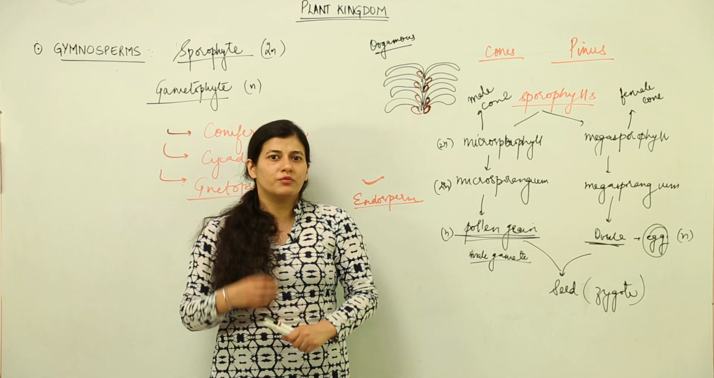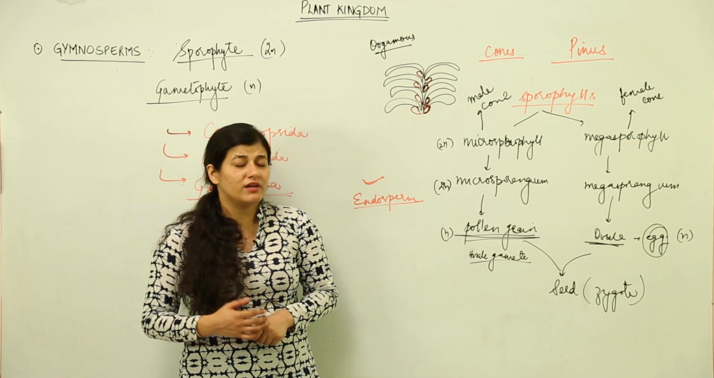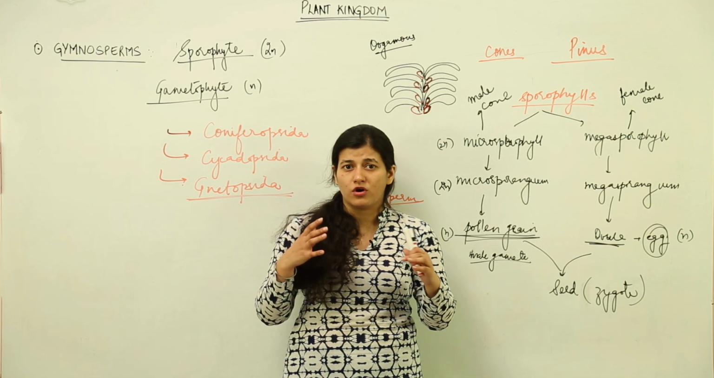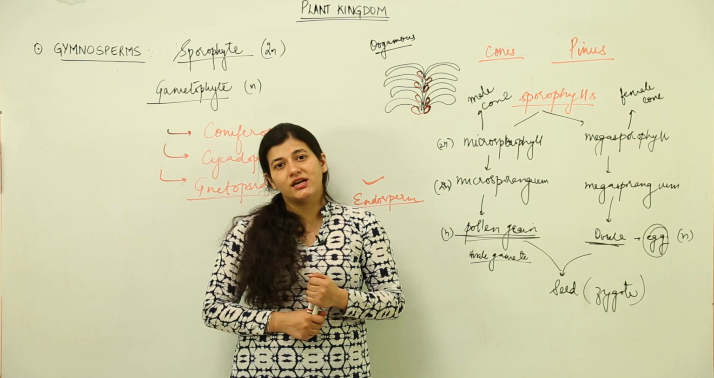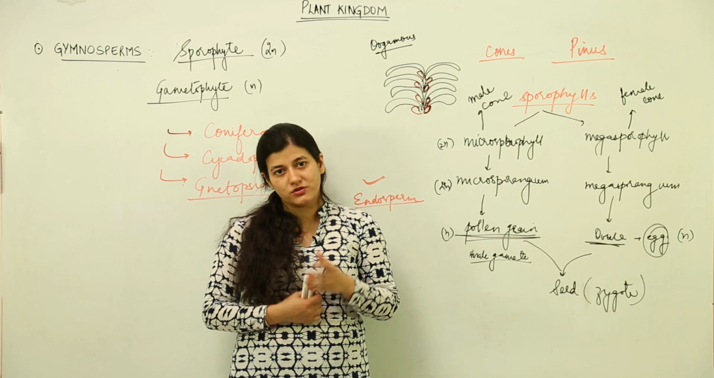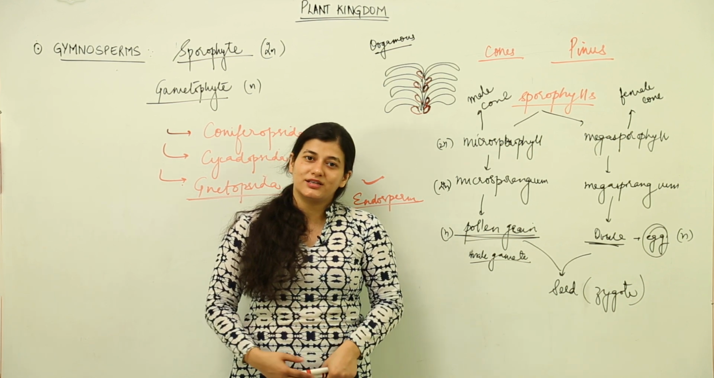Next we are going to talk very briefly about angiosperms. Why very briefly? Because most of our syllabus in the higher classes is dedicated to understanding the reproduction in the angiosperm. So we are going to see the characteristic features only.